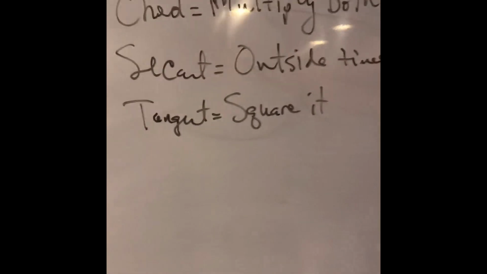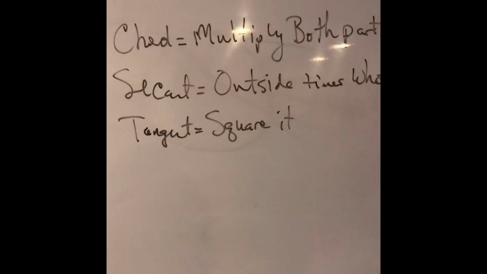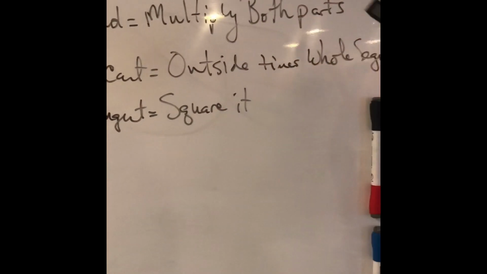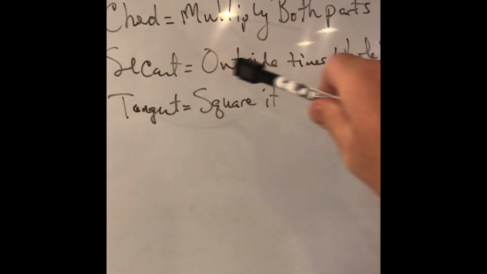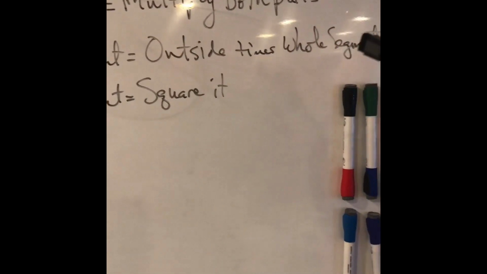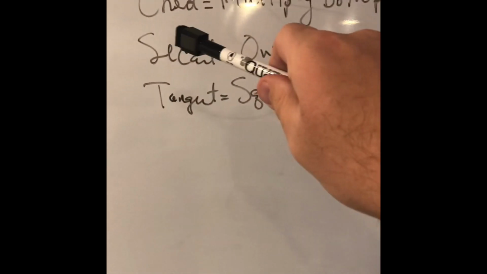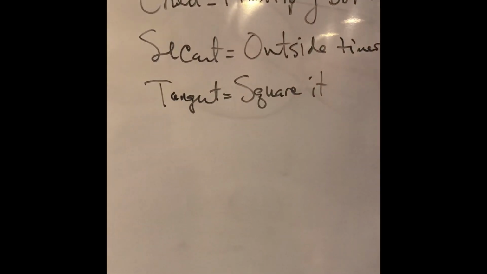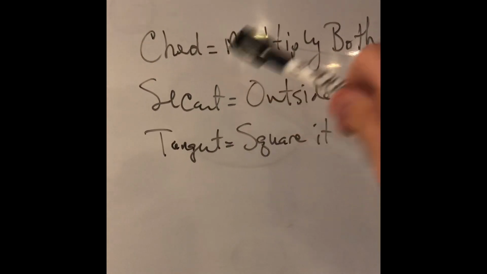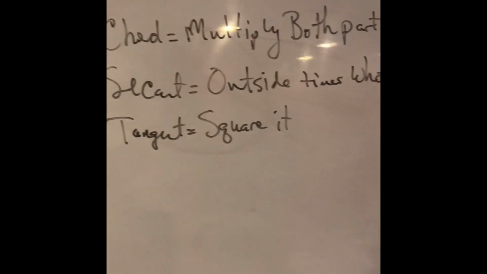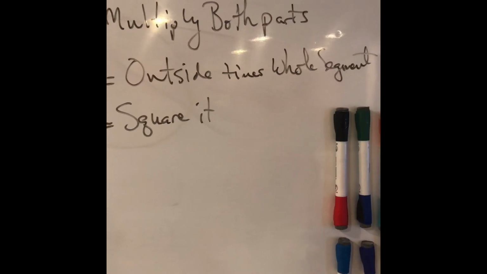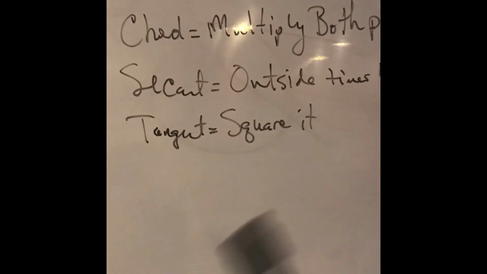So if we're going to talk about this again, when it's a chord, you just multiply both parts. When it's a secant, outside times the whole segment. Tangent, just square it. Chord, multiply both parts. Secant, outside times the whole segment. Tangent, square it.